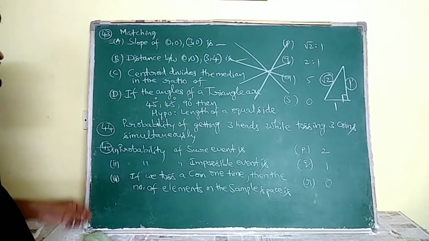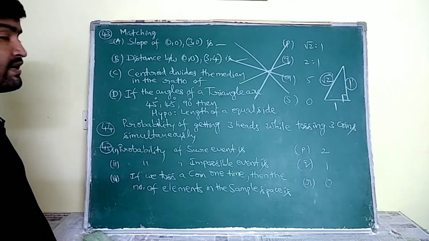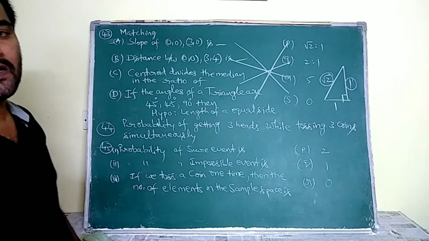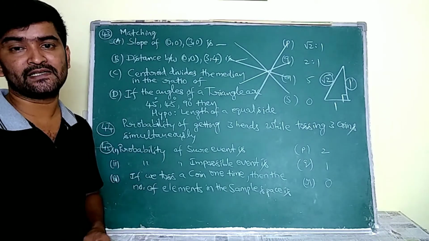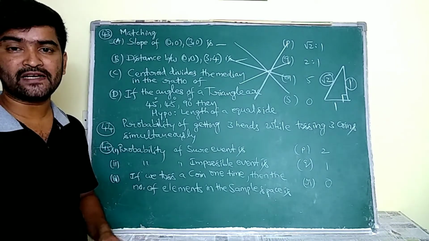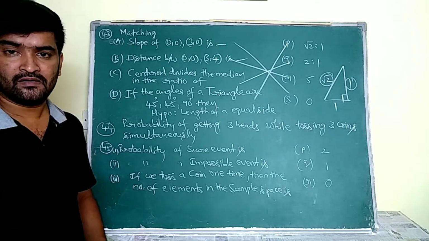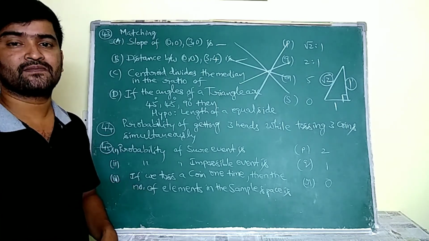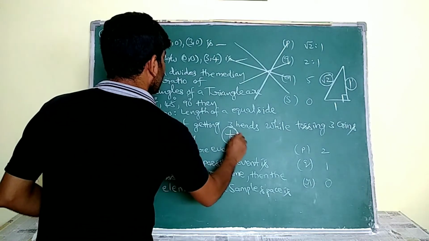Okay, like that. See, the probability of getting 3 heads while tossing 3 coins simultaneously. While we toss 3 coins, we know that our sample space is 8. Now out of those 8 outcomes, only one time we are going to get all the faces of the coins as heads. That means 1 by 8 is our required probability.